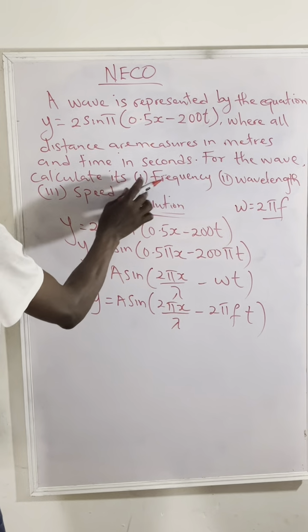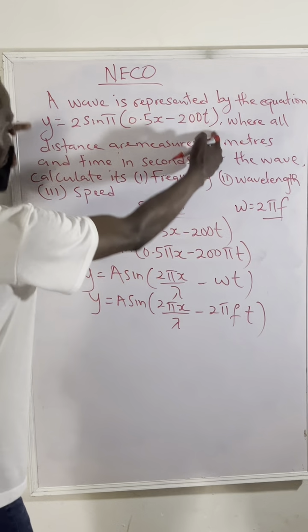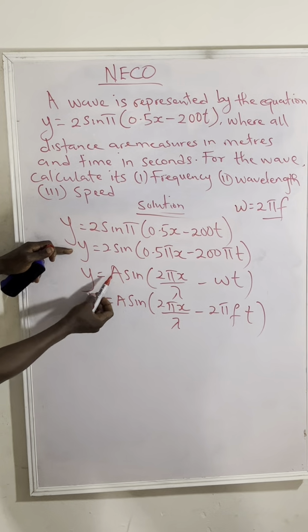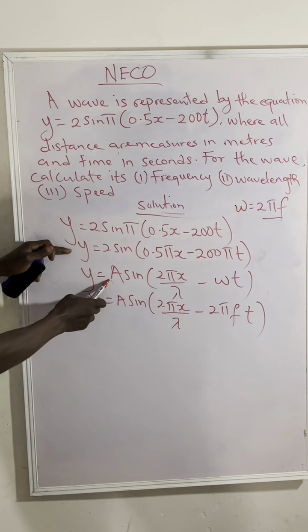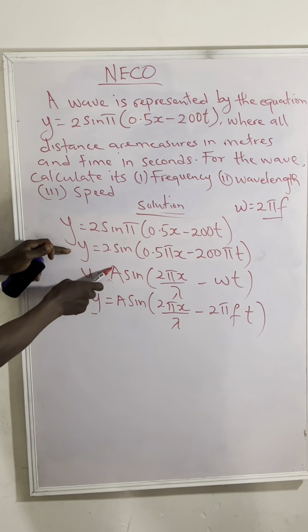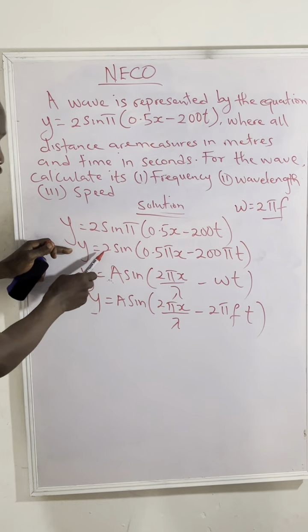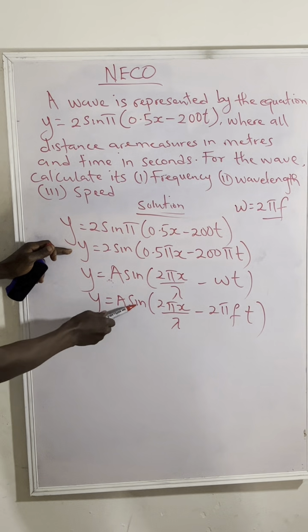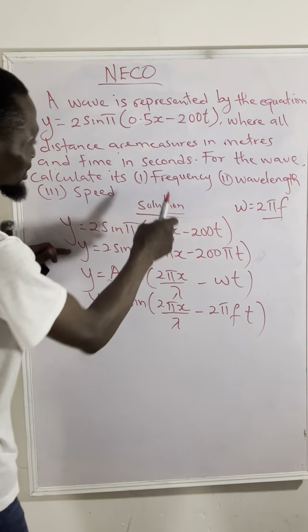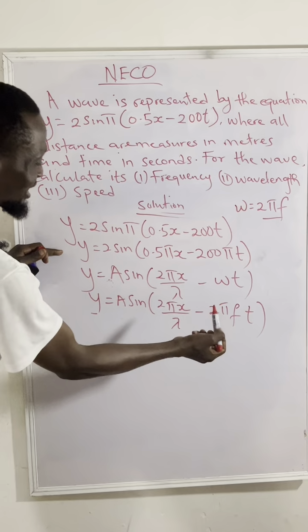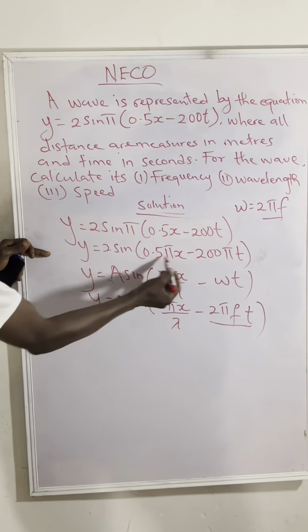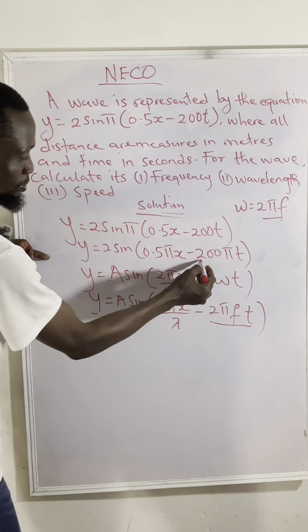The question says we should find the frequency. Can you see this A? Here, A means the amplitude, so from here our amplitude is 2. You can see we have sine here and sine here. The question asks for the frequency, and the side that has the frequency is this side, and here too, the side should be this side.